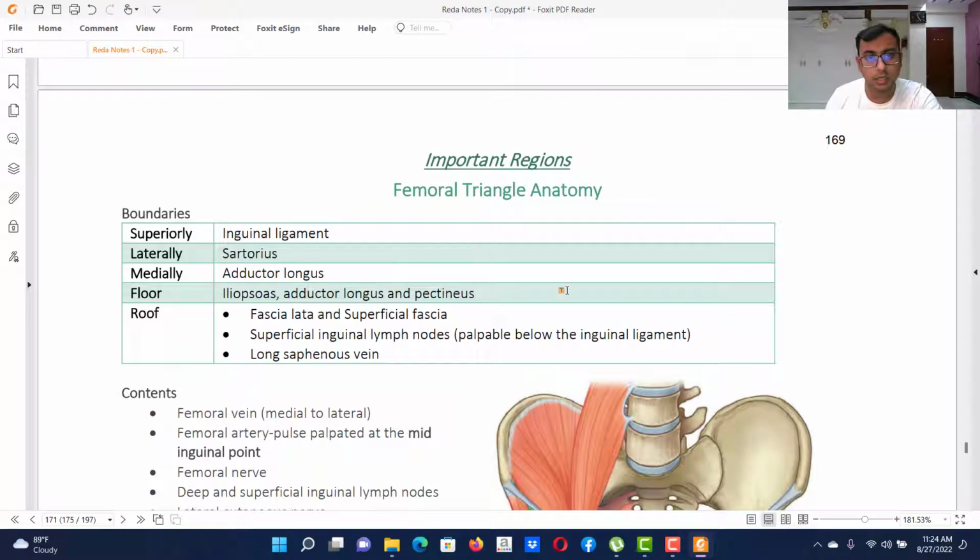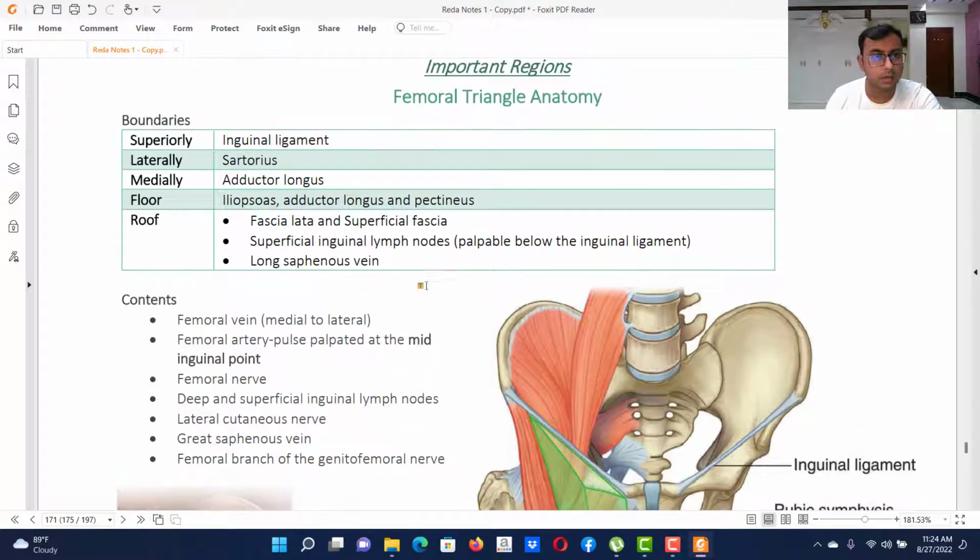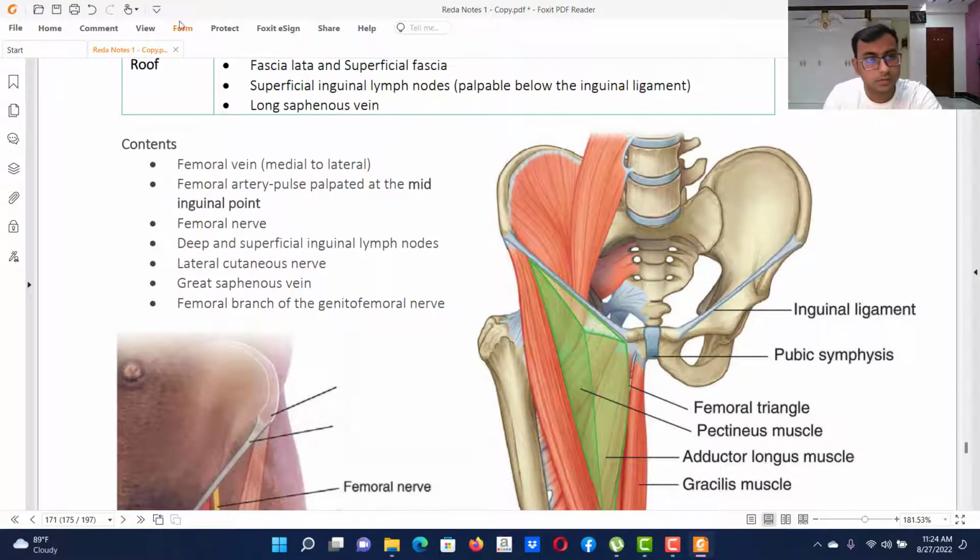Femoral triangle anatomy. Okay, now the triangles. So here is the triangle.